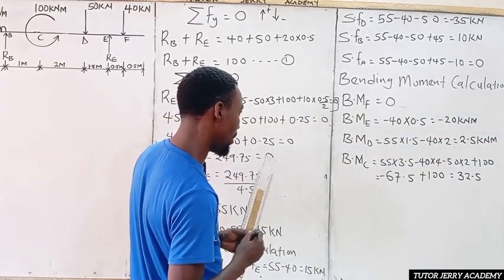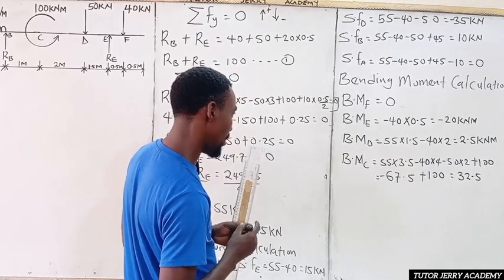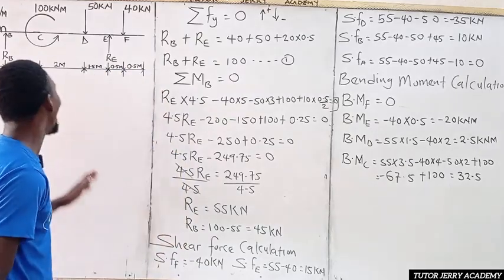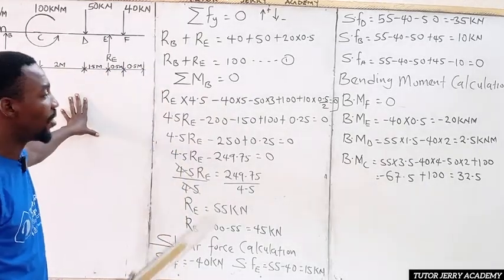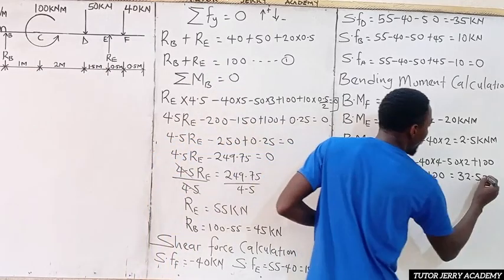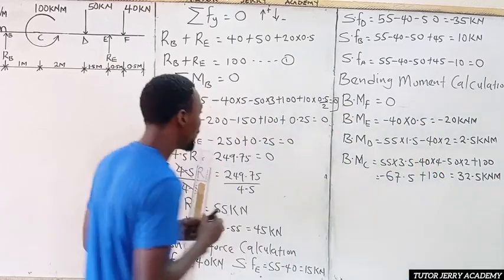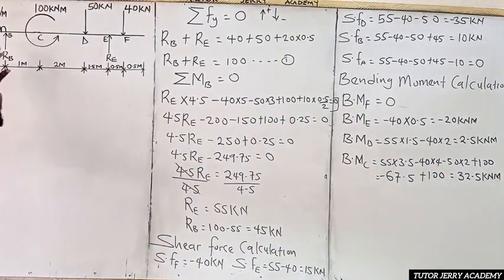100 minus 67, then half. So that is 32.5. Now we are going to put the unit, so we are going to have kilonewton meter. Now, the next one is the bending moment at what?